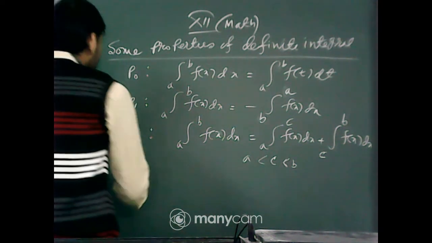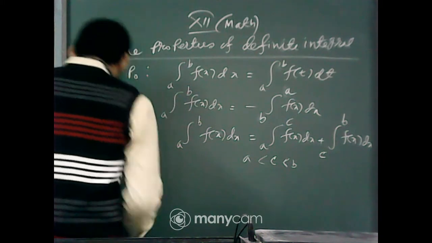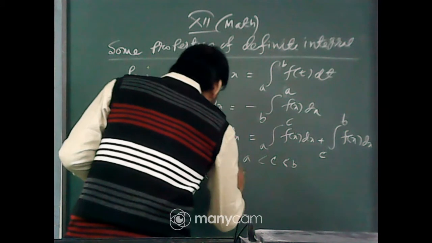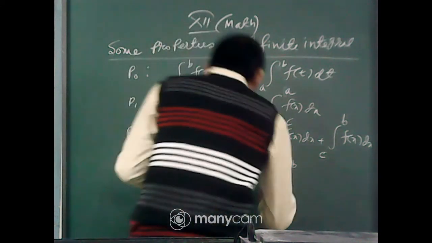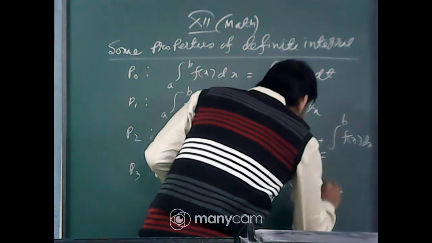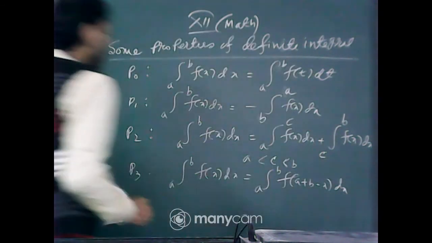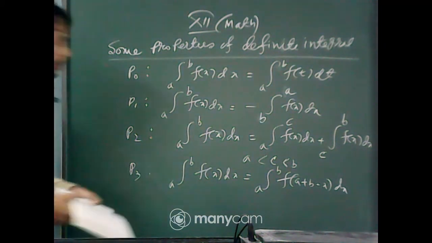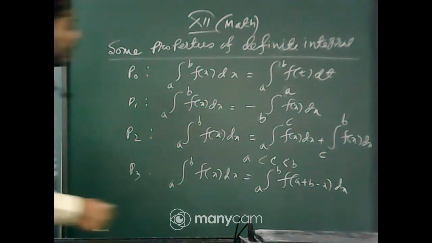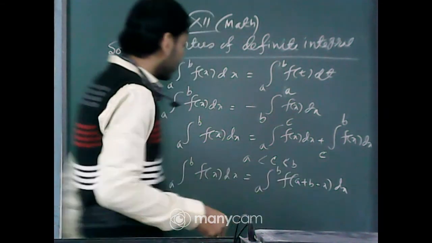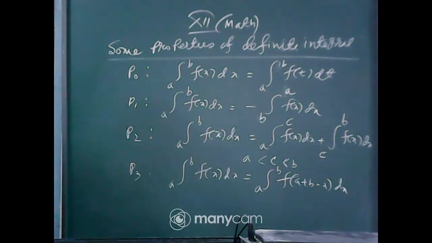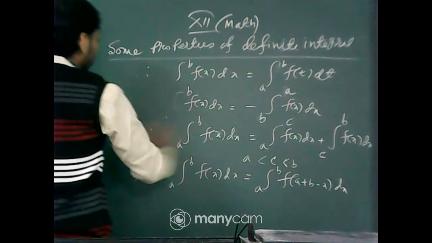Now the P3, integration a to b f(x) dx equals integration a to b f(a plus b minus x) dx. I am showing you the proof of this property. That means f of the lower limit plus upper limit minus x, then dx. I am showing you the proof of property number P3.